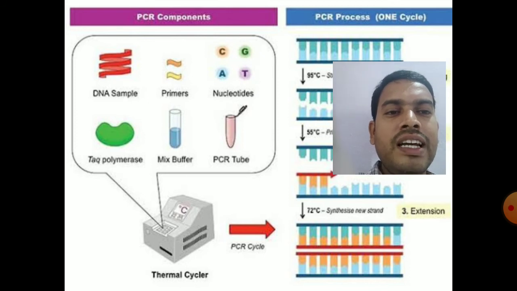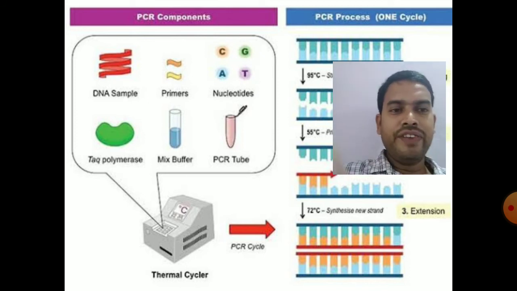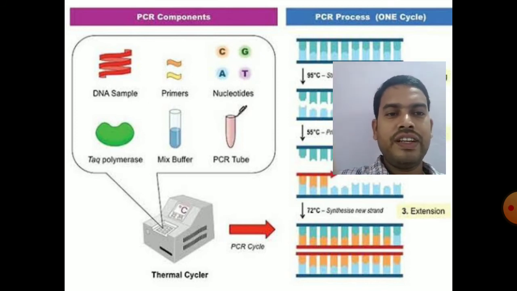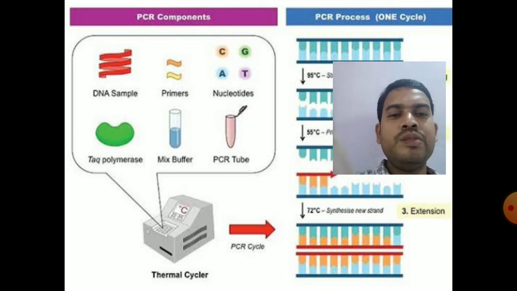This thermal cycler maintains different temperatures required for the process of PCR. Since you can see the components on the left top, all these components are mixed and placed in the PCR tube, and the PCR tube is placed in the thermal cycler. So this is the process.